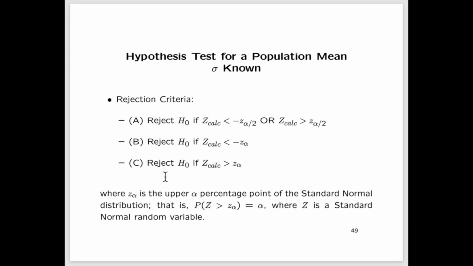You'll recall that z sub alpha is the upper alpha percentage point of the standard normal distribution. In other words, z sub alpha is the number on the number line such that the area under the standard normal curve to the right of that point is equal to alpha. This is the probabilistic statement for that: the probability that z is greater than z sub alpha is alpha. Remember that z is the standard normal random variable.